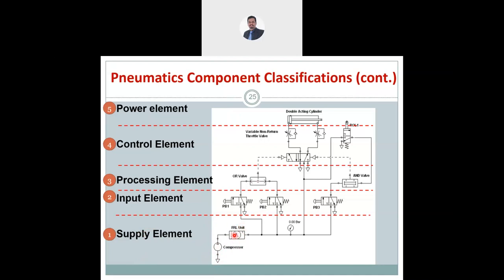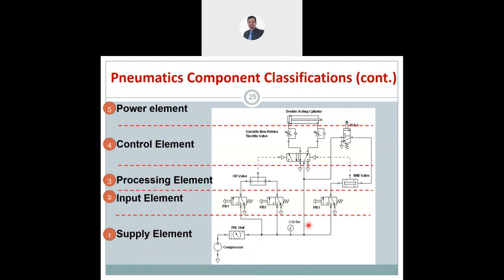FRL is the filter, regulator and lubrication unit, which we also call the service unit. As I said earlier, you compress, and you take air from the environment, so it is full of dirt. It has to go through this FRL unit first. You filter, regulate and lubricate, meaning this FRL unit cleans the compressed air before sending it to your system. This is considered the supply element. There are five elements in the pneumatic component classification, so if I say supply element, you need to know what is in the supply element.